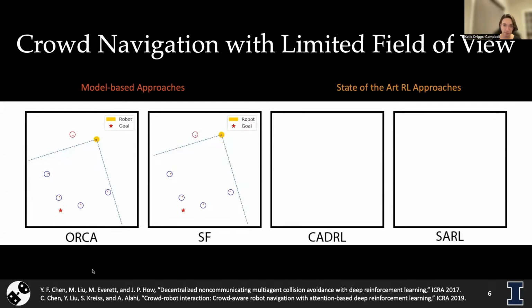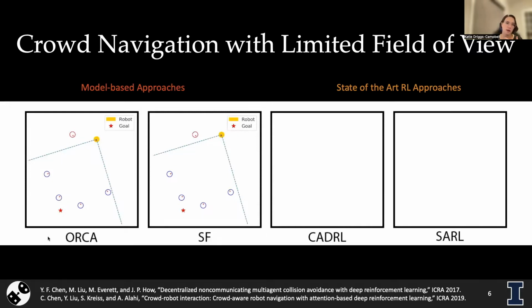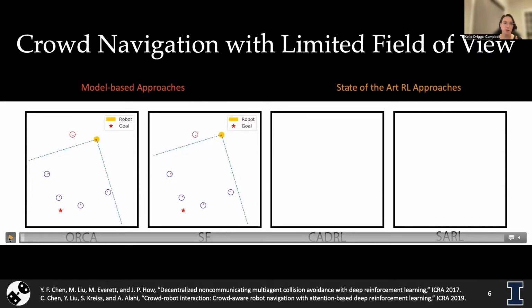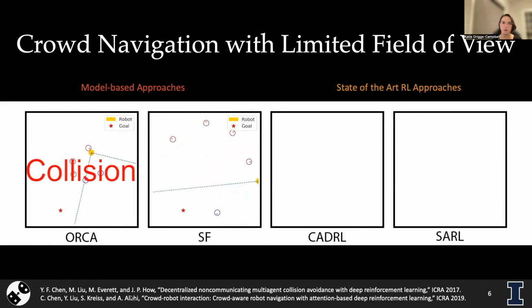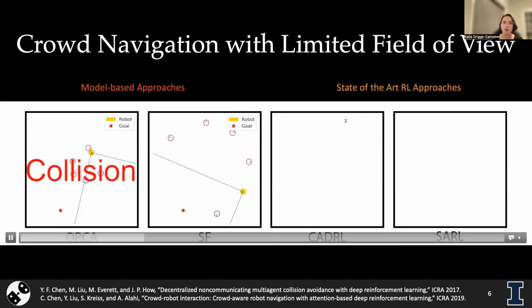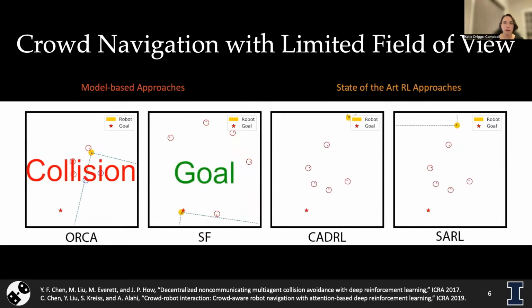In the case where we have a limited field of view and many agents coming in and out, we often have a hard time. Model-based approaches struggle a great deal with this, since they typically have to detect the humans and then determine what they're going to do. Over here, we have some state-of-the-art RL approaches, which will be our baselines for comparison, which typically can handle some of these issues with field of view.